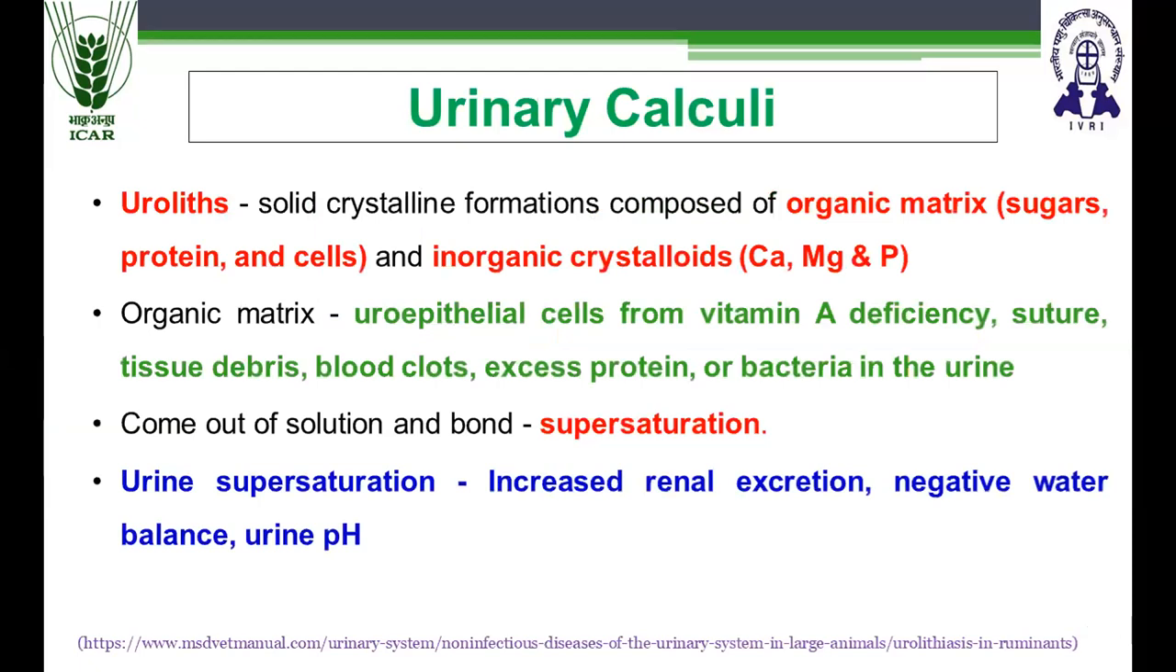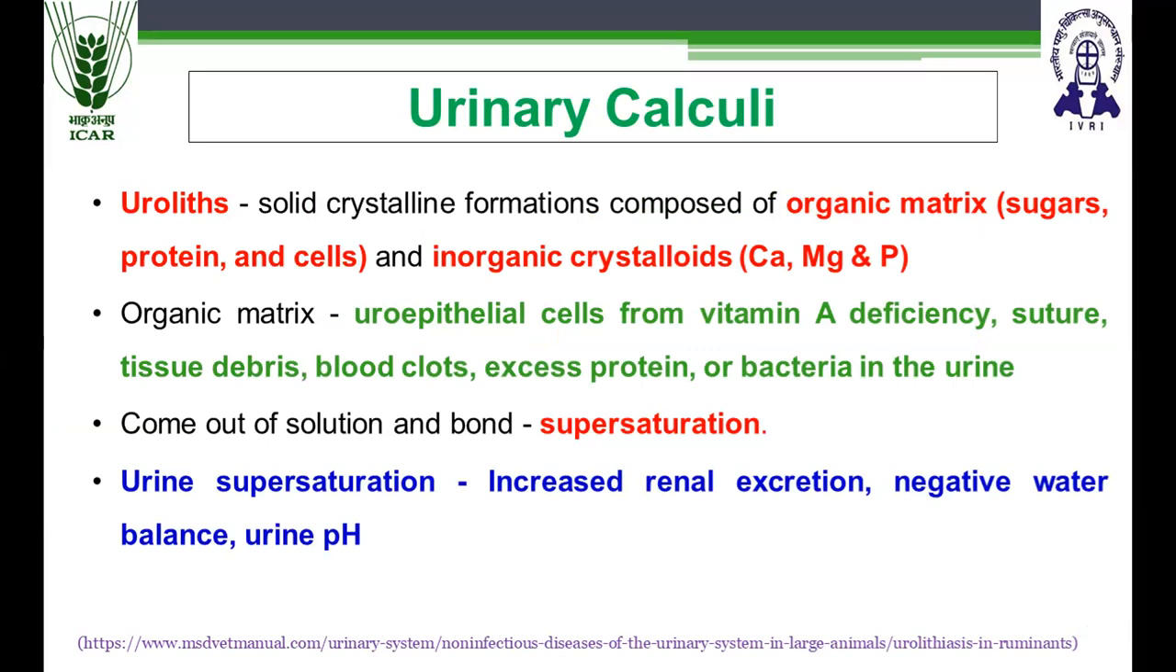What are uroliths? Uroliths are solid crystalline formations composed of an organic matrix. It has an organic part as well as an inorganic part. The organic part will be sugar, protein, cells, denuded cells of the bladder. And the inorganic part can be any imbalanced mineral. That can be calcium, magnesium, and phosphorus.